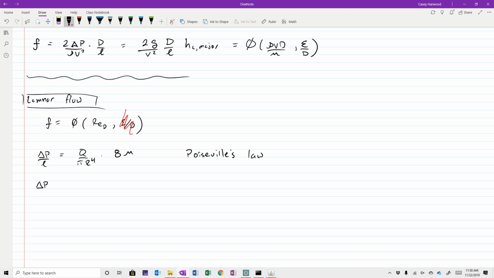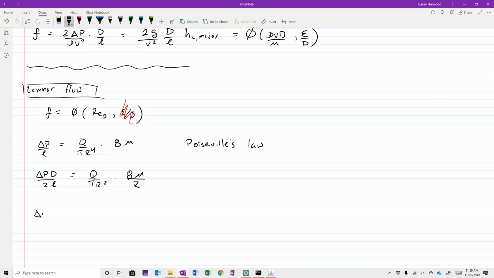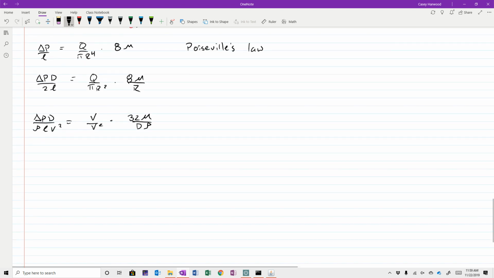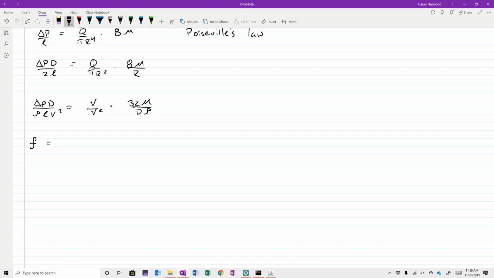So we can recast this: delta P d over 2L is equal to Q over pi r squared times, we're going to regroup this a little bit, 8 mu over r, and then delta P d over rho L V squared is equal to V over V squared times 32 mu over d rho, and then this all falls out as f, our friction factor, is then delta P over 1/2 rho V squared times d over L is equal to 64 times mu over rho V d, which is equal to 64 over the Reynolds number based on diameter.